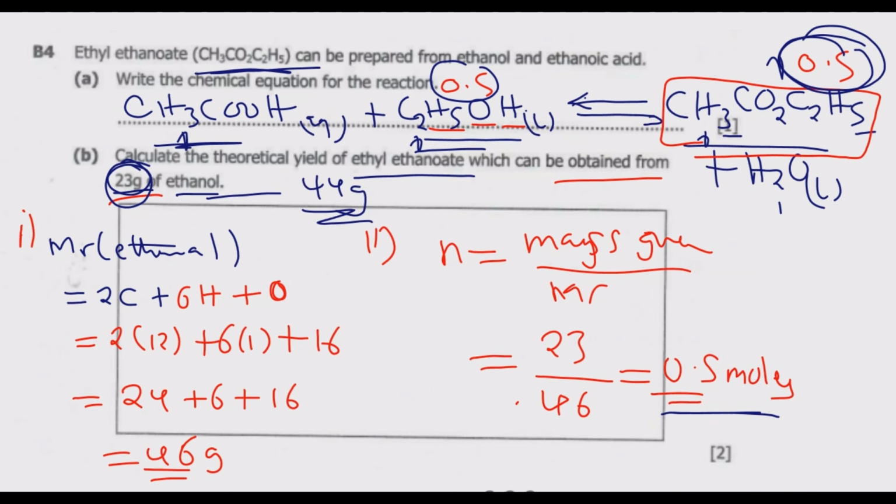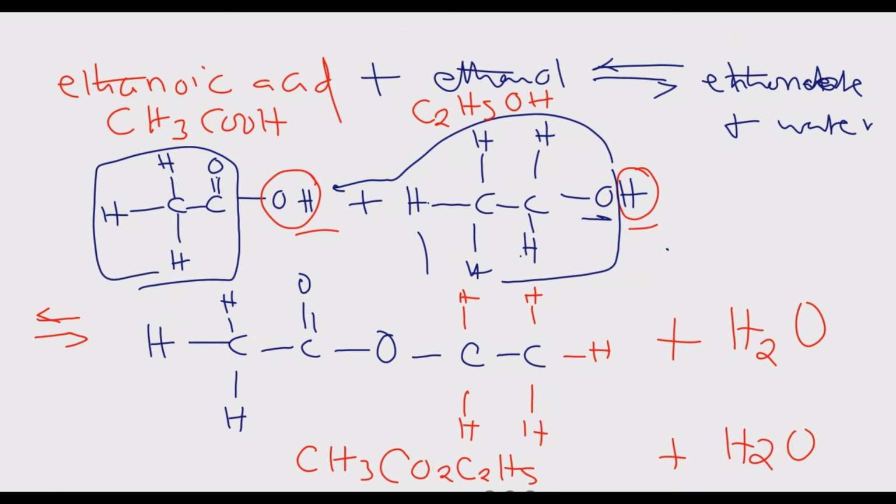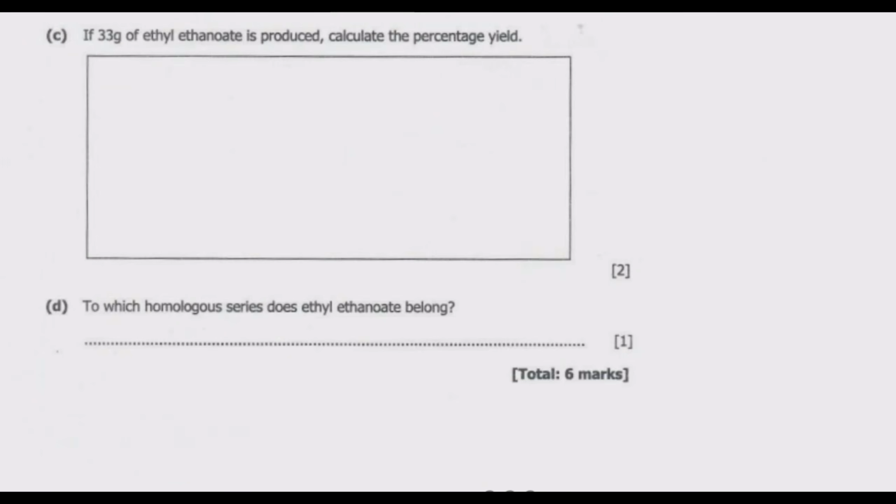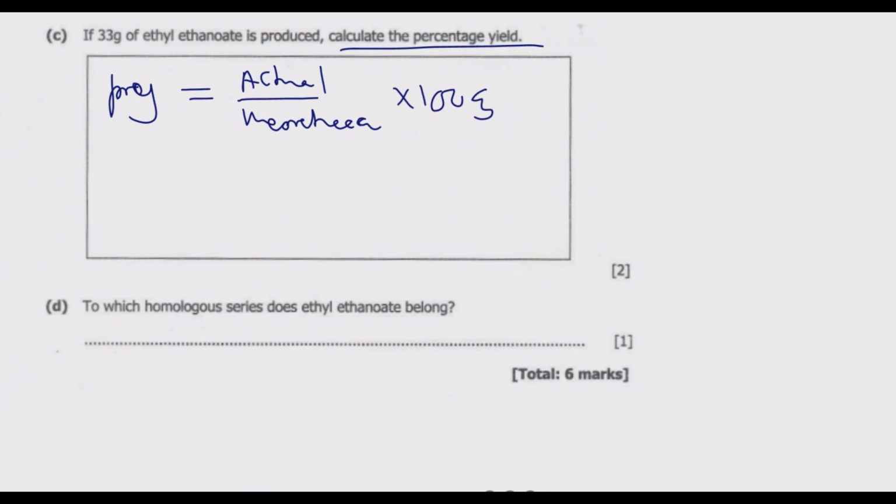Then after answering this, we can proceed to look at the next question, which is question C. If 33 grams of ethyl ethanoate is produced, calculate the percentage yield. So the question is asking us to find the percentage yield. Percentage yield, which I'll call PY, is equal to actual divided by theoretical, multiplied by 100%.